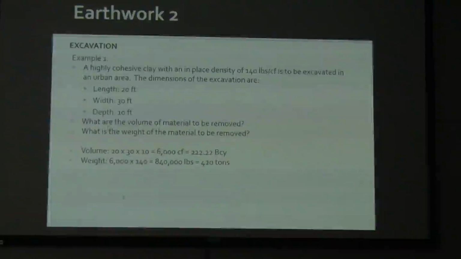This is an is, not an are. Sorry about that. Volume is 20 times 30 times 10, which is 6,000 cubic feet, or 222.2 bank cubic yards. The weight is 6,000 cubic feet times 140 pounds per cubic foot, or 420 tons.